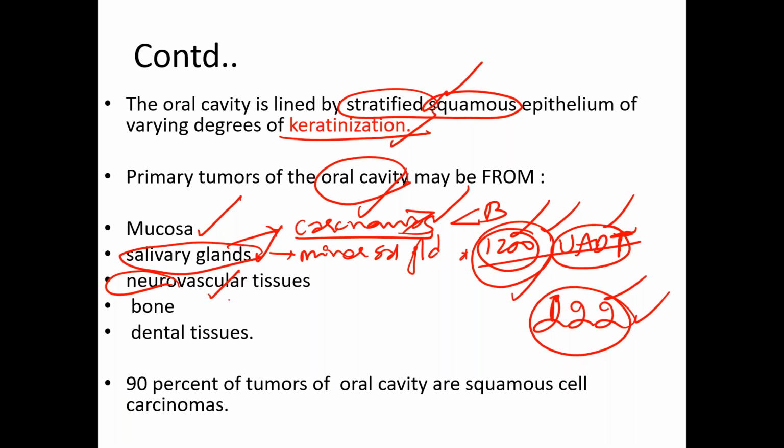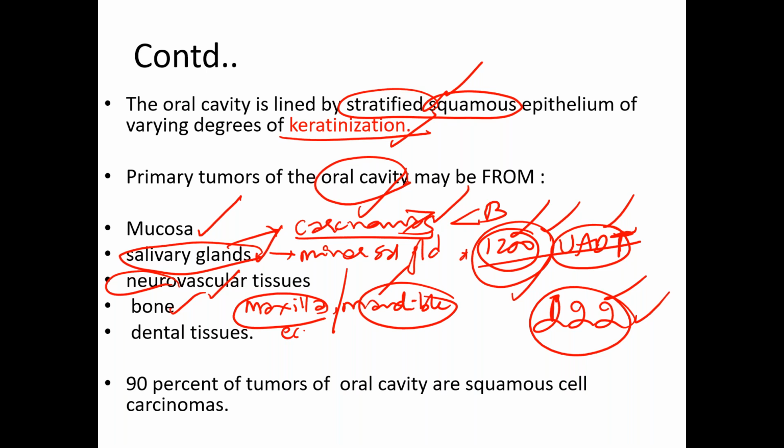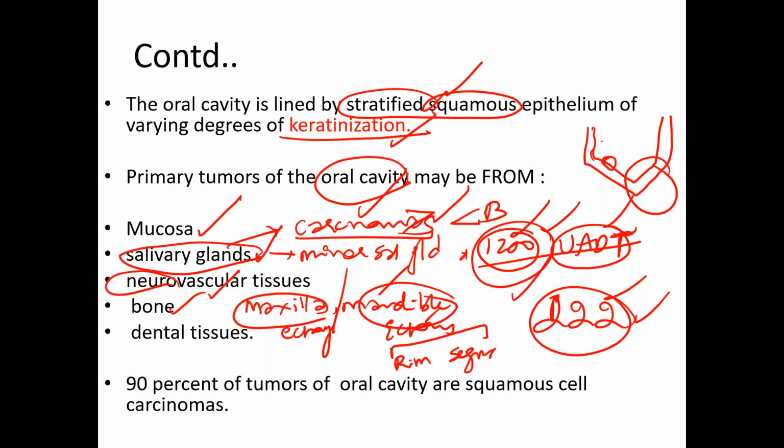Neurovascular structures also can give rise to tumors. Bones such as the maxilla and mandible can too. When bone is involved, you have to go for maxillectomy and mandibulectomy. Mandibulectomy can be rim mandibulectomy or segmental mandibulectomy. If you take the mandible like this, if a part of the mandible is removed, it is called rim mandibulectomy. If a segment itself is removed, it is called segmental mandibulectomy.